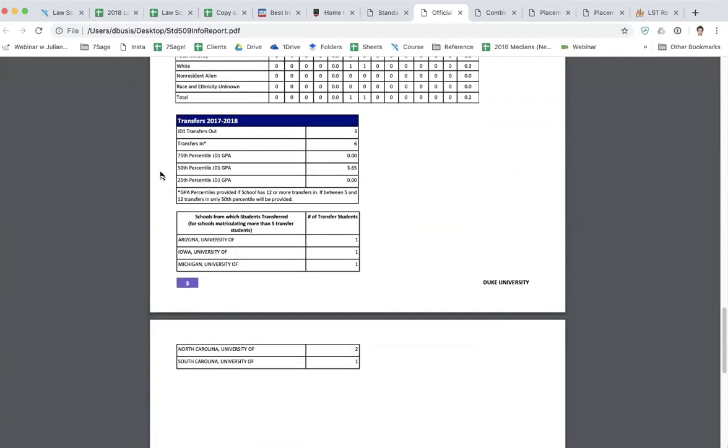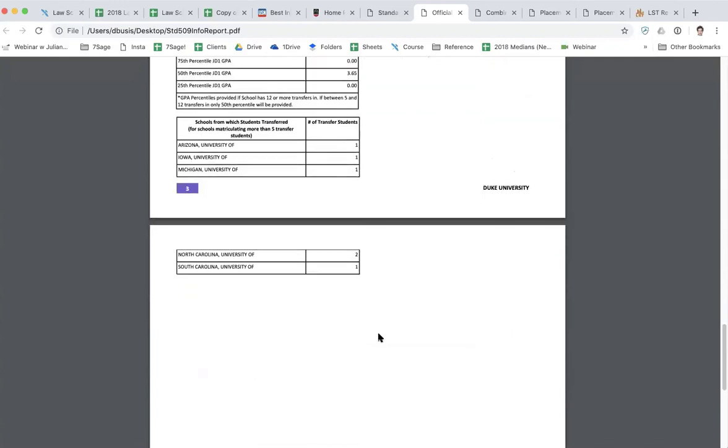Schools from which students transferred in. At Duke, we had students transferring from Arizona, Iowa, and Michigan, two from North Carolina, and one from South Carolina.